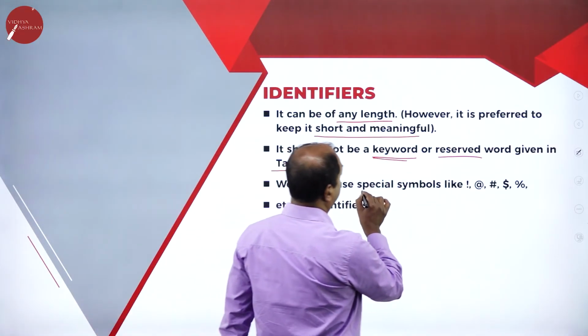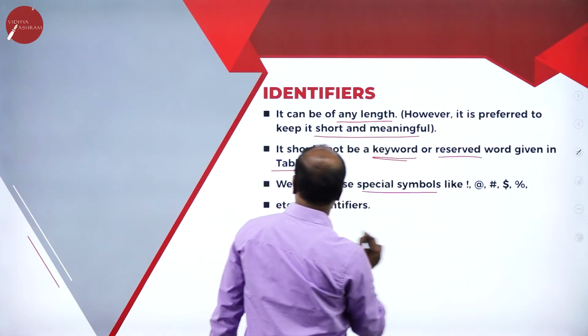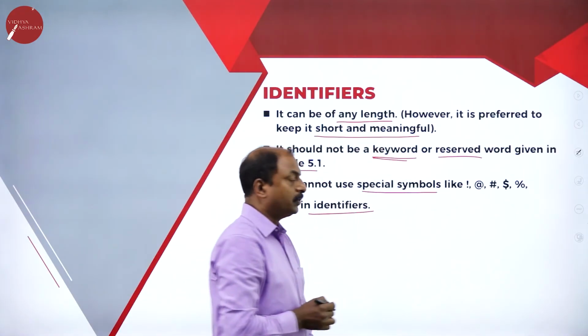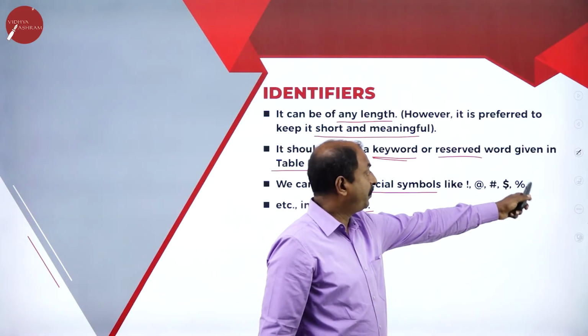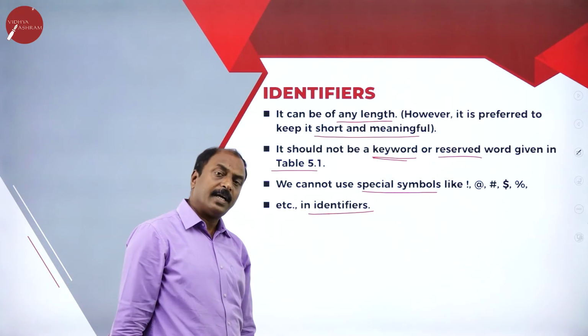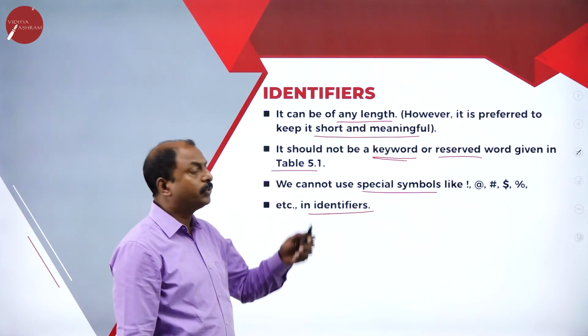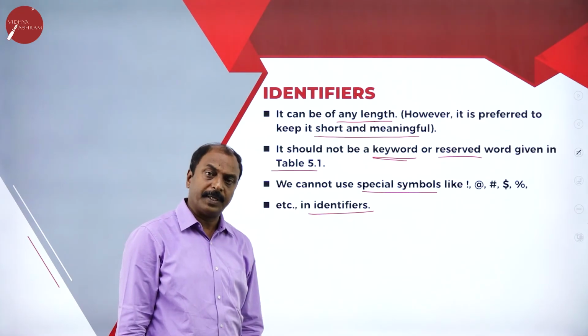And we cannot use special symbols like all these things in an identifier. So we are not supposed to use any type of special characters in an identifier. So these are all the rules to frame an identifier in the Python language.